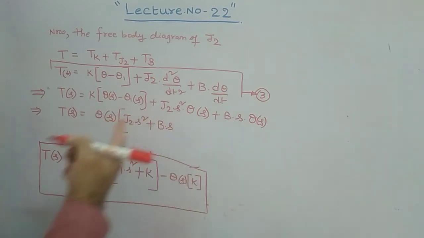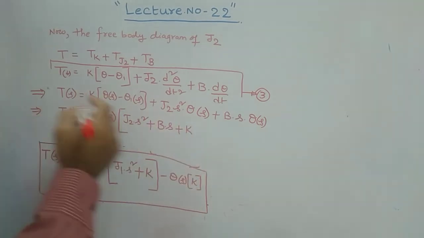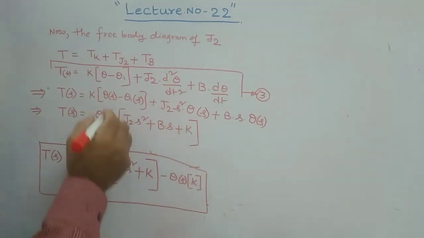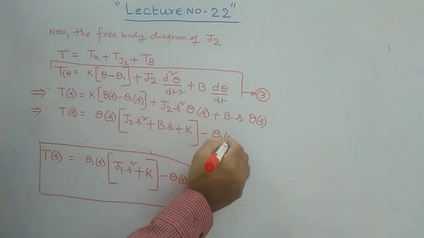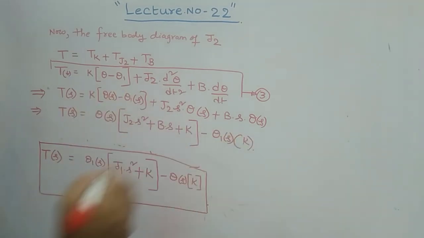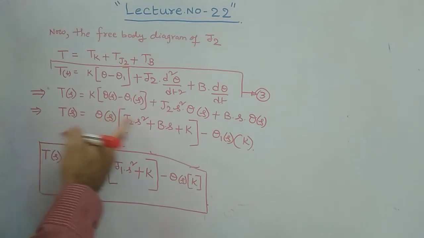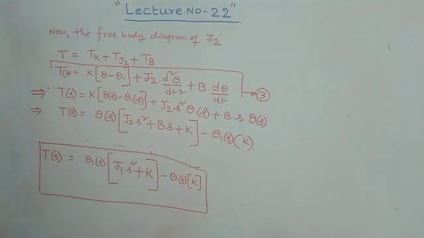is it not? And then theta, it is K. Here theta of S is there, K. Then minus theta 1 of S into K, is it not? So theta 1 of S, we are separating in this. And now what will you write now? What will we do?